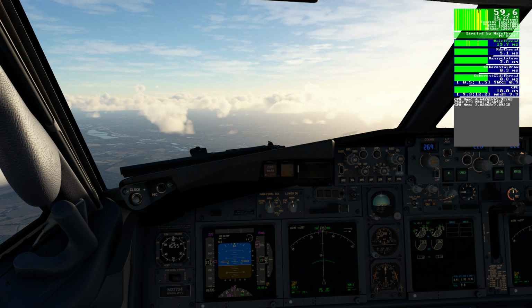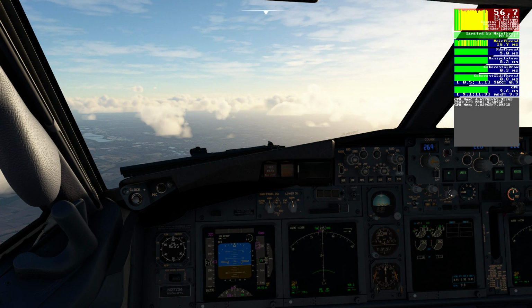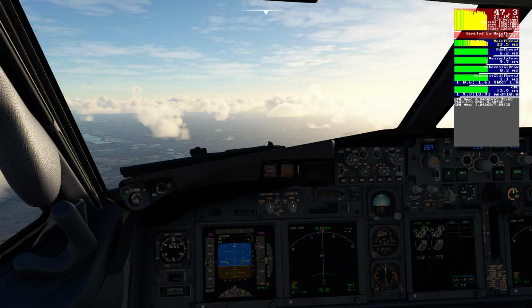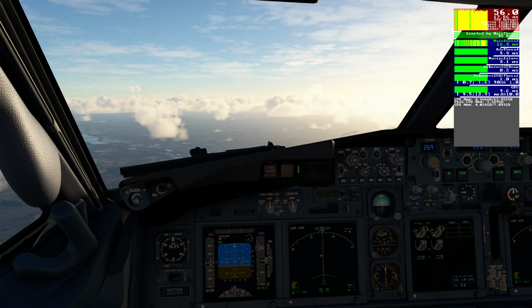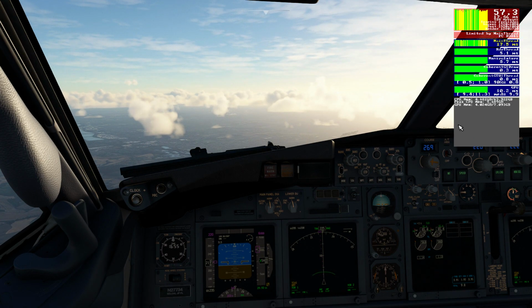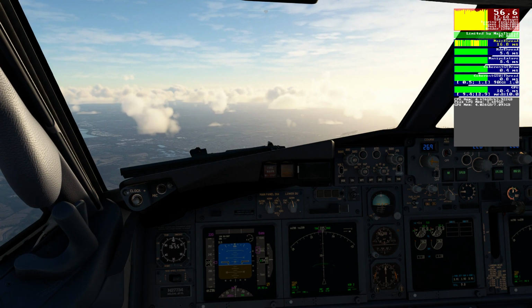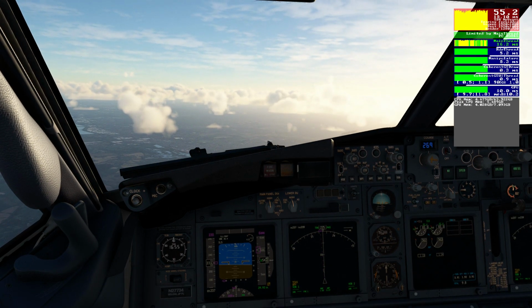Am I leveling off at 5.7? Yeah, let's level off at 5.7. Why not? So that's a really good sign. No more limited by GPU at all. You can see that this bar here has turned completely green, showing that DLSS is indeed working.